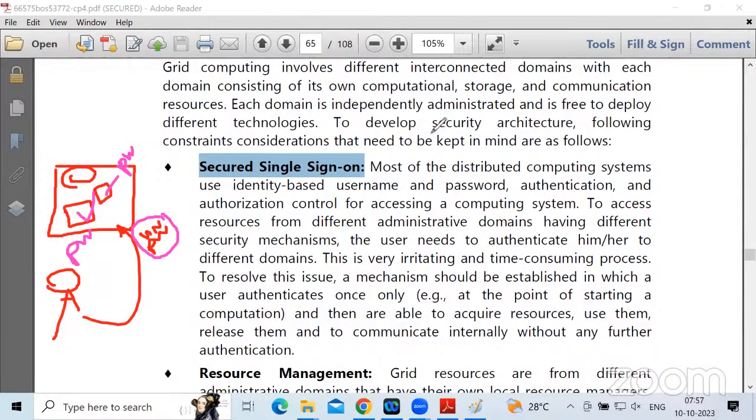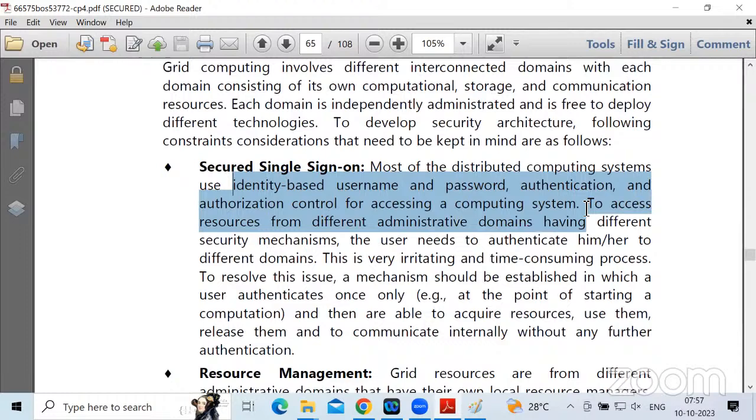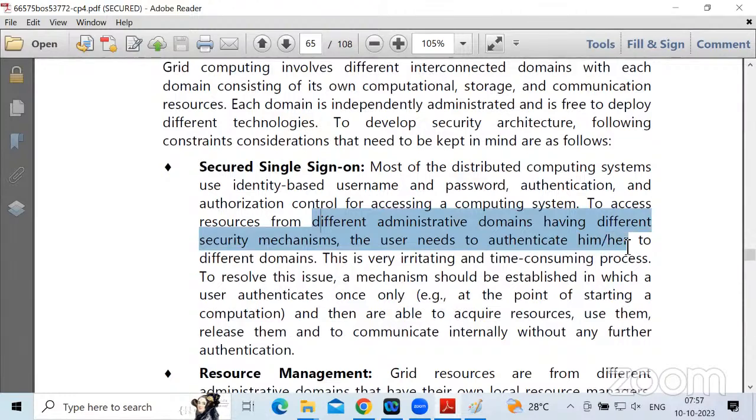Now, with this background, we'll just go through this single sign-on concept. Most of the distributed computing systems use identity-based username and password authentication and authorization control for accessing computing systems. To access resources from different administrative domains having different security mechanisms, the user needs to authenticate to different domains. Different domain means different area. This is a very irritating and time-consuming process.